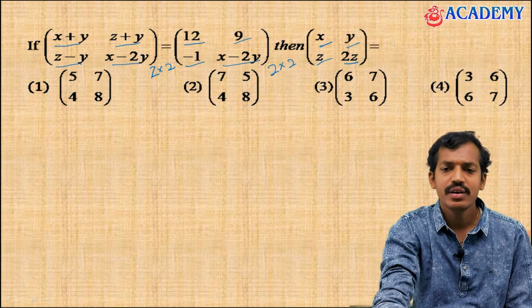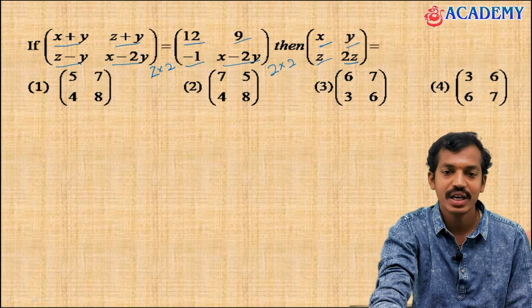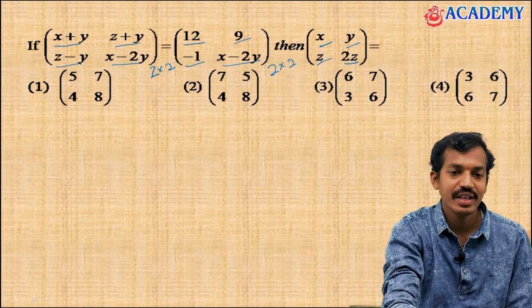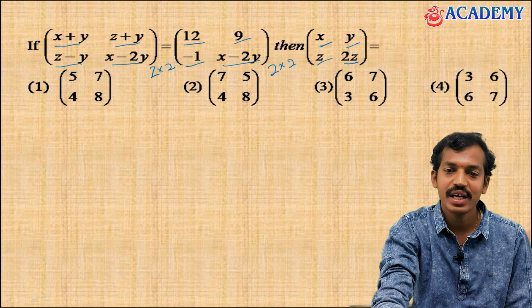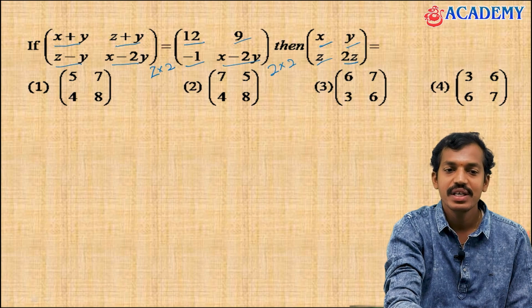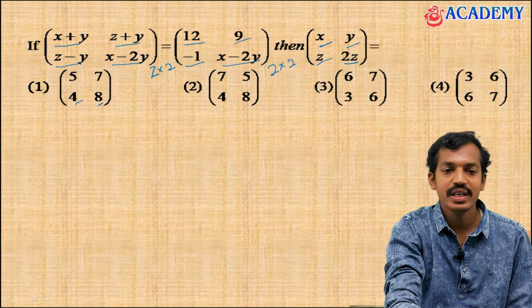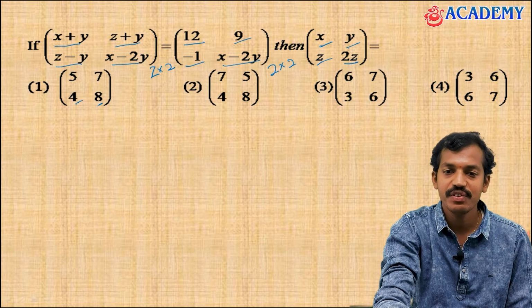To solve this problem, the x, y and z values are indirectly given in the matrices. For suppose, if you take the first option, that is x equals 5, y equals 7, z equals 4 and 2z equals 8. Like that you have to take. But first we will find the values.